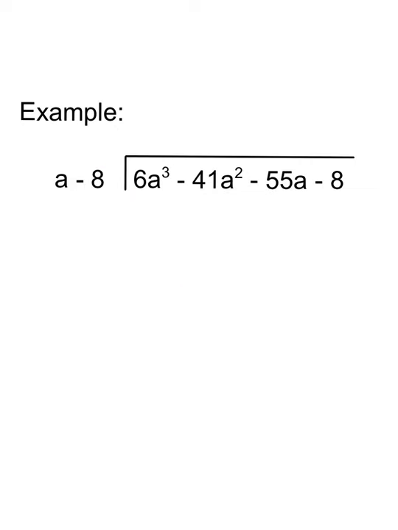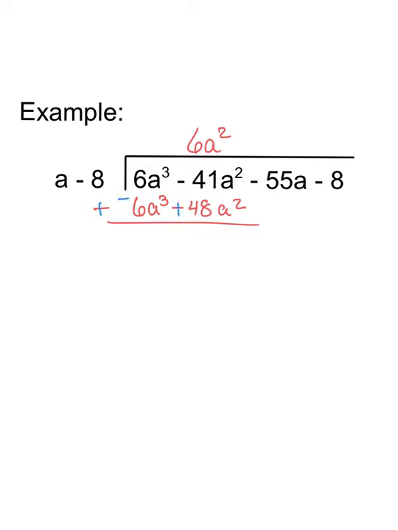If we look at the second example, again, I always want my first terms to cancel. So a times what gives me 6a to the third. Hopefully you pick 6a squared. 6a squared times a is 6a to the third. 6a squared times negative 8 is negative 48a squared. We're going to subtract. Again, I always keep change.